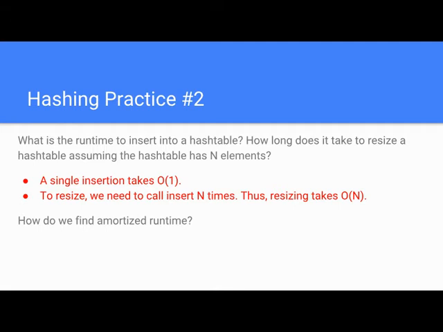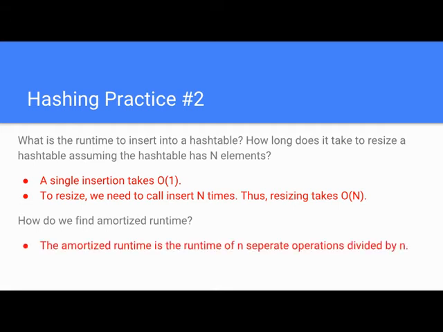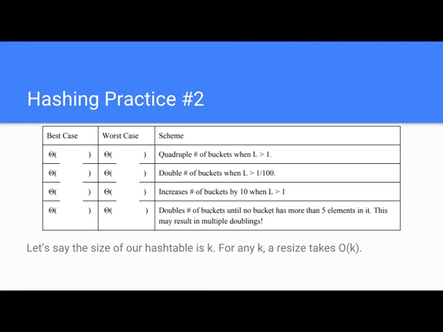And then how do we find amortized runtime? This is an important concept. Basically, amortized runtime is the runtime of n separate operations divided by n itself. And for the purpose of solving this problem, let's say the size of our hash table is k. And for any k, the resize takes big O k time. Okay. So this next slide will go over the first problem. Take a bit more than 5 minutes to solve all 4 problems, and we'll come together and solve these together.